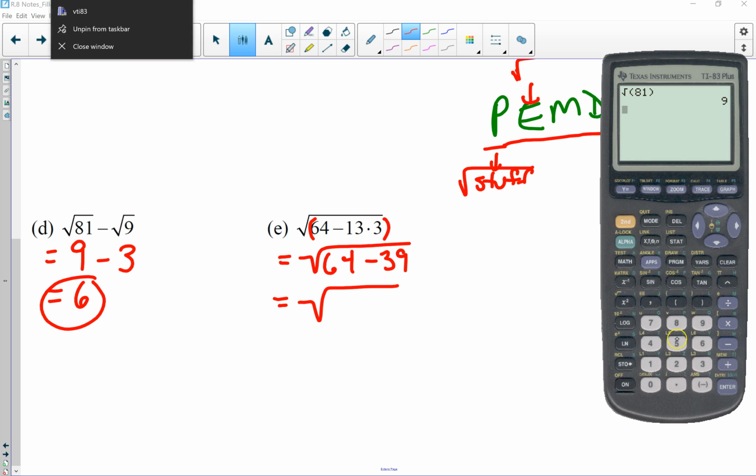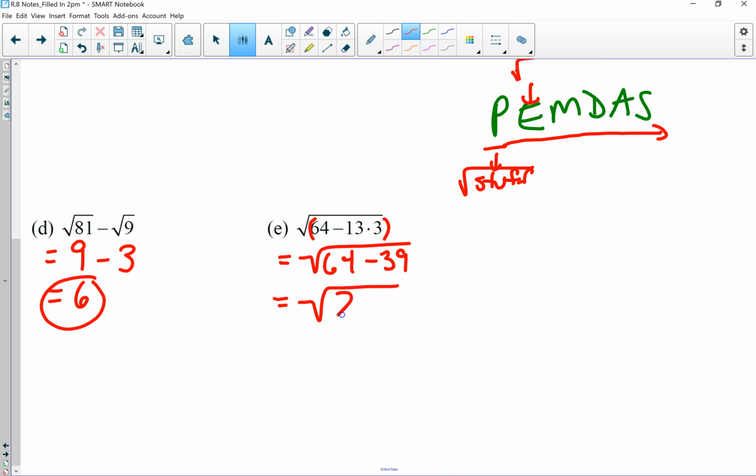And what is that one? 64 minus 39 is 25. And that worked out really well because the square root of 25 is 5. So we're still following PEMDAS. Just be aware that your roots work like an exponent, so that would be when we do that. And if there are multiple things underneath your square root, you have to perform those operations first.